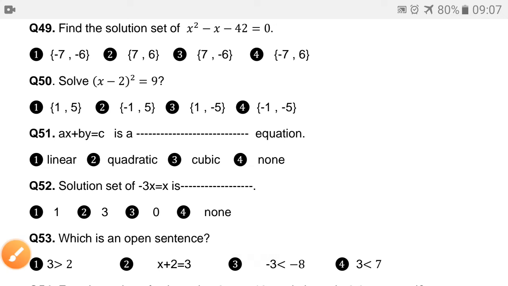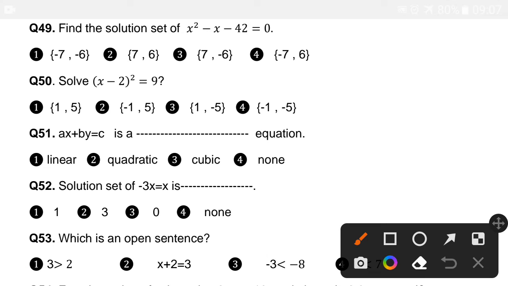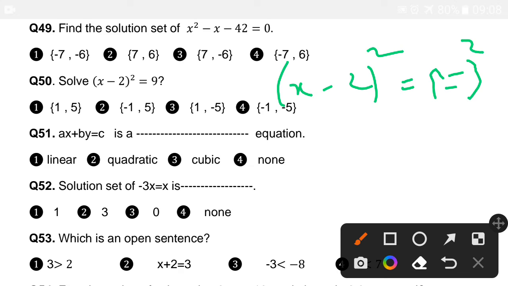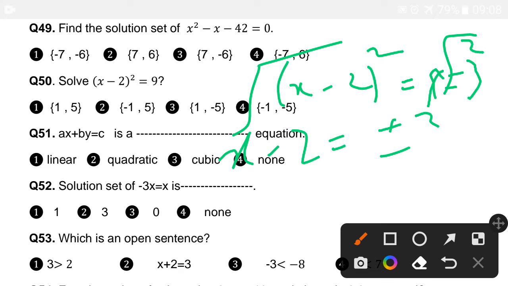Question number 50 is solve (x minus 2) whole square is equal to 9. So this is also a quadratic equation, and it's a very easy equation, not so tedious. We can write 9 as 3 square. So now both sides have squares, so we take the square root. After taking the square root, we get x minus 2 is equal to plus minus 3.